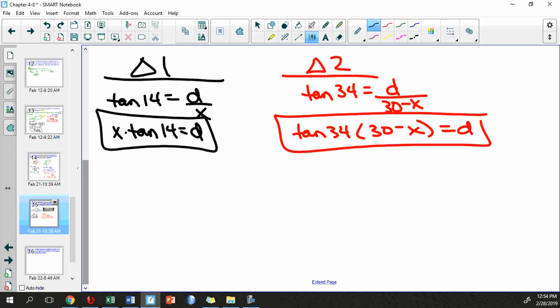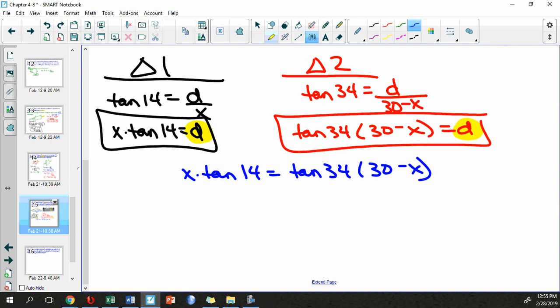So now that I have d is equal to d, what can I do? D equals d, which means I can set those two expressions what? Equal to each other. So that means I have x times the tangent of 14 is equal to the tangent of 34 times 30 minus x. Yes? Now, the beautiful thing about this is the tangent of 14 is just a number. Would you agree? It's just a number. So if you're just plugging in numbers, you can go out 3 decimal places as much as you can.